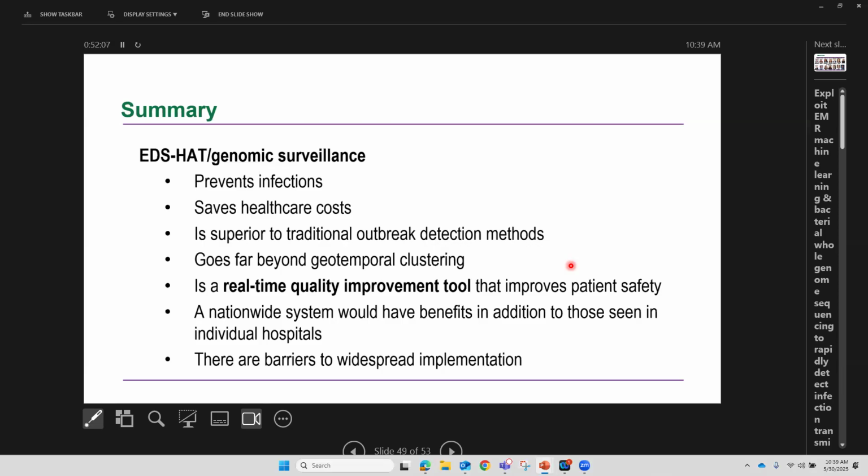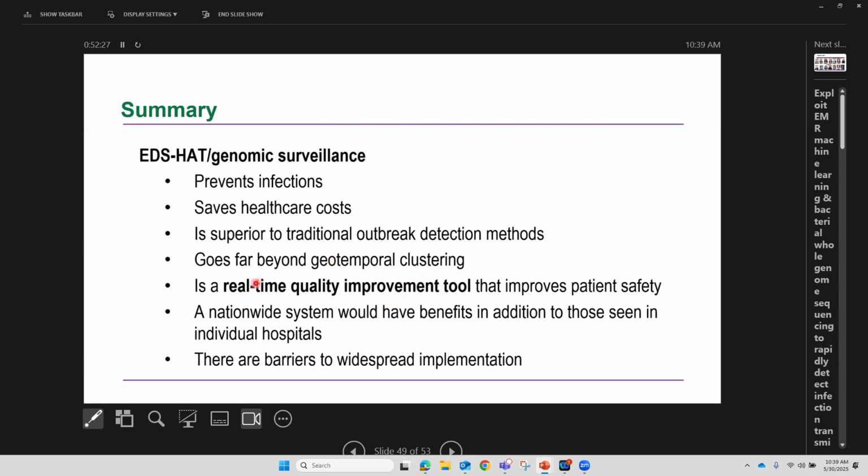And I've now come to think of this as a sort of real-time quality improvement tool. So we identify a couple clusters every week. We identify the transmission route. And so our IP team is constantly going and improving practice throughout the hospital. So it's a real-time QI tool.